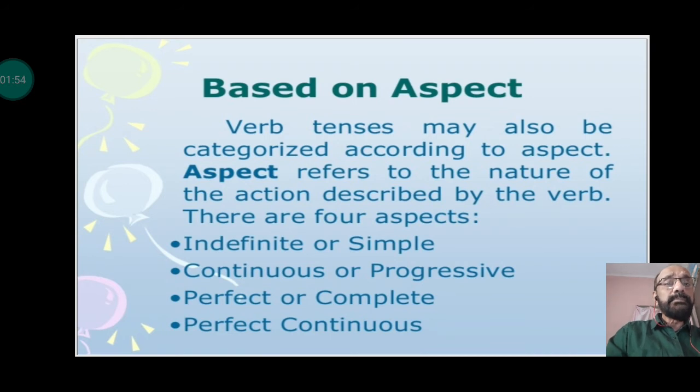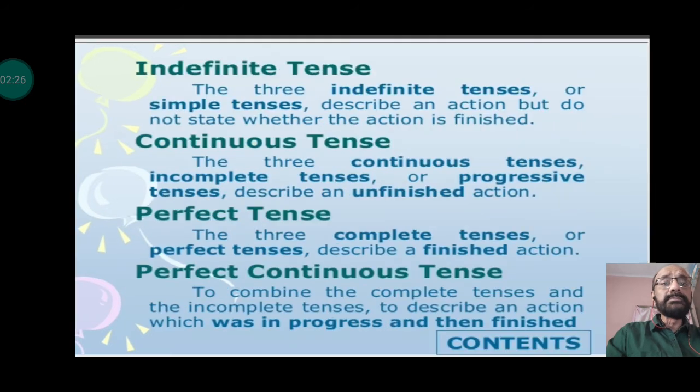Based on aspect, verb tenses may also be categorized according to aspect. Aspect refers to the nature of the action described by the verb. There are four aspects: indefinite or simple, continuous or progressive, perfect or complete, and then there is perfect continuous. Complete, but in the process it was continuous for a frame of time. How it occurs, complete and continuous, we will be figuring out.